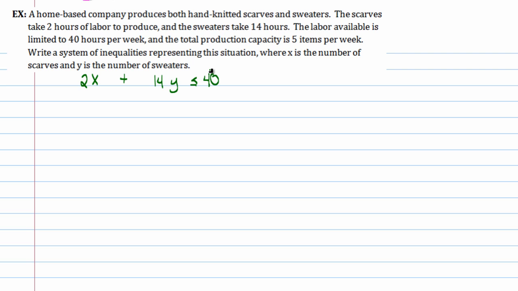And now we'll have another inequality here from the fact that our capacity, in other words, the most number of items we can make, is 5. In other words, the combination of scarves and sweaters has to be less than or equal to 5. So if I can make 5 scarves and no sweaters, or I can make 5 sweaters and no scarves, or some combination therein. And this is our system of linear inequalities.